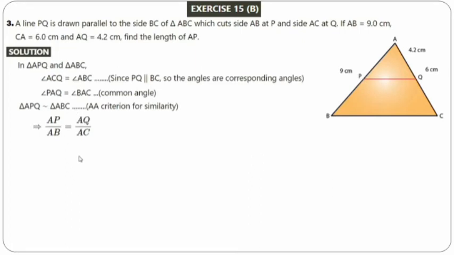Now, AP we don't know, right? We are asked to find AP. What is AB? AB is given to be 9. What is AQ? AQ is given to be 4.2, and what is AC? AC is given to be 6. So just do the simplification and find the value of AP. It turns out to be 6.3 centimeter. Pause the video and note down your solution.